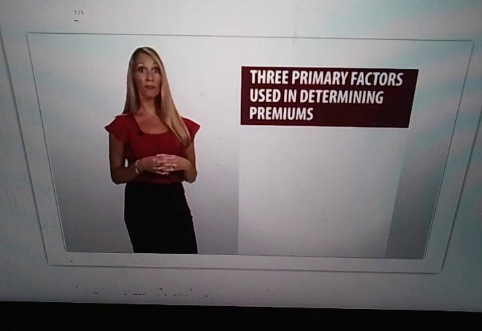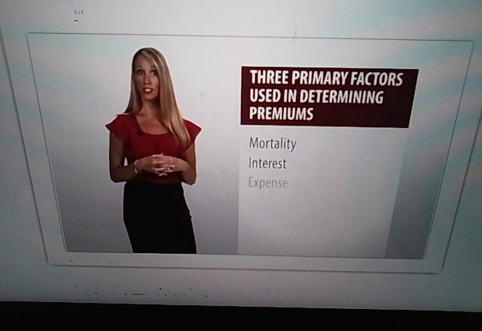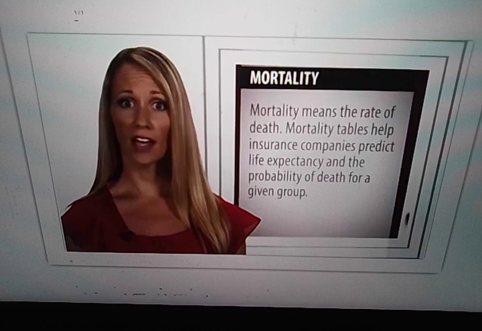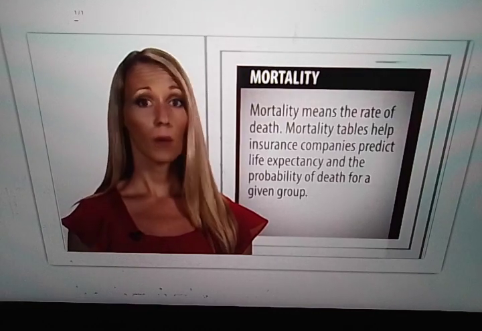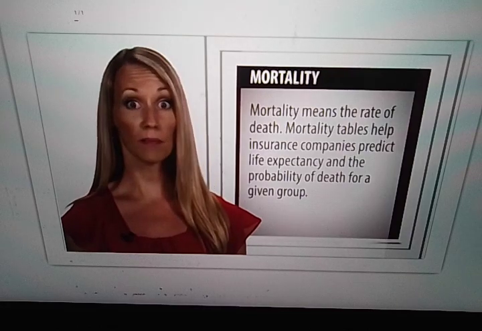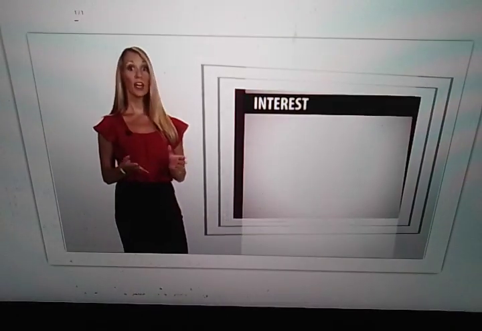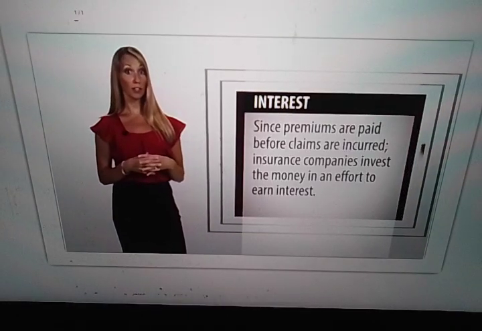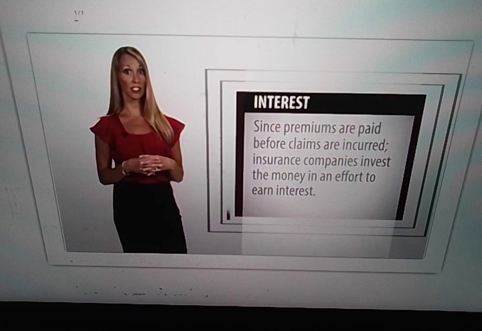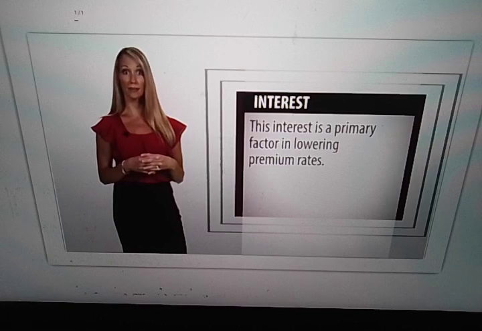There are three primary factors used in determining premiums: mortality, interest, and expense. Mortality. The term mortality means the rate of death. Mortality tables help insurance companies predict life expectancy and the probability of death for a given group. Interest. Since premiums are paid before claims are incurred, insurance companies invest the money in an effort to earn interest. This interest is a primary factor in lowering premium rates.